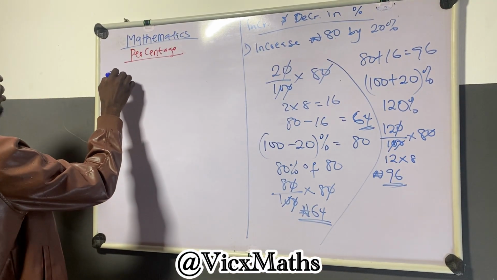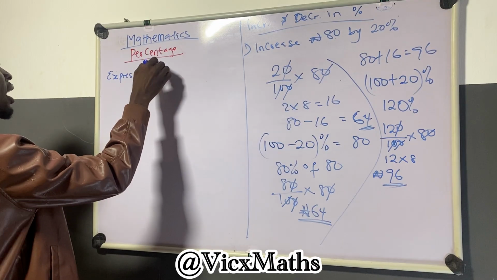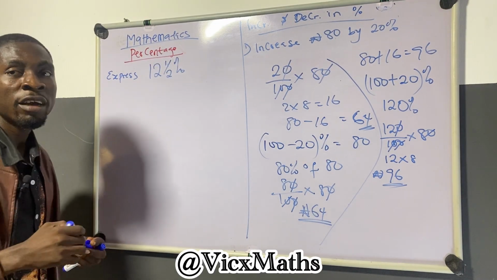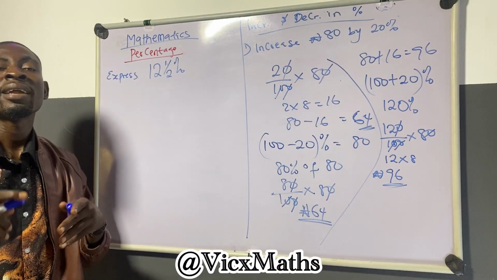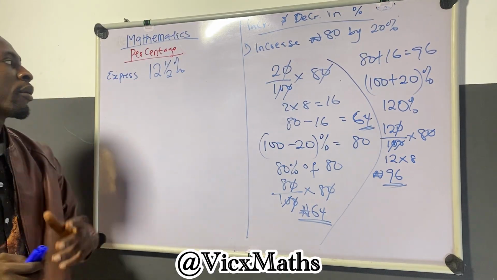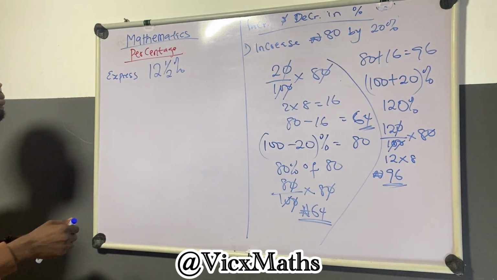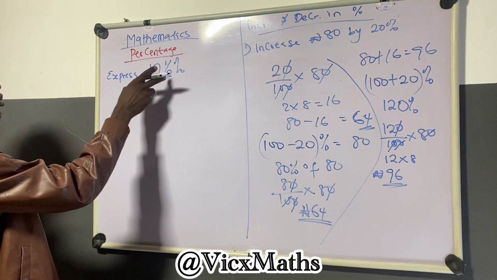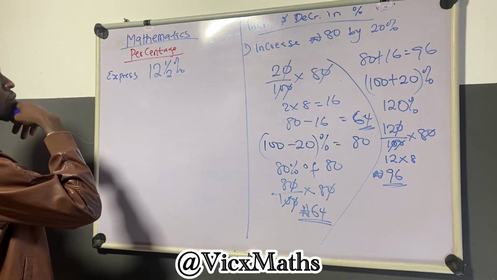Express 12.5% as a fraction, or as a fraction and decimal in its simplest form. So when this is fraction and decimal, we have two things to solve here. Let's first express as a fraction in its lowest term. This is actually in fraction, but in mixed number. You call it mixed fraction depending on the textbook you learned from.